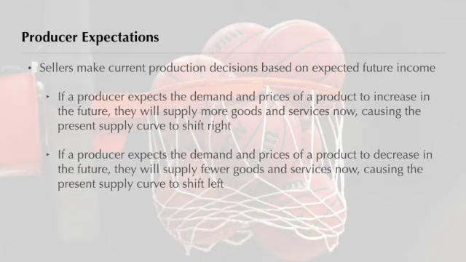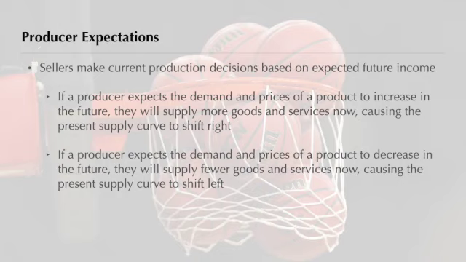For example, suppose that Sports Madness, a sports equipment manufacturer, expects the price of its basketballs to increase in the next few months. The company believes that the start of the school year, and later the basketball season, will increase demand and prices. It decides to increase production of its basketballs now in order to meet the expected increase in demand. Thus, the supply curve for basketballs shifts to the right.